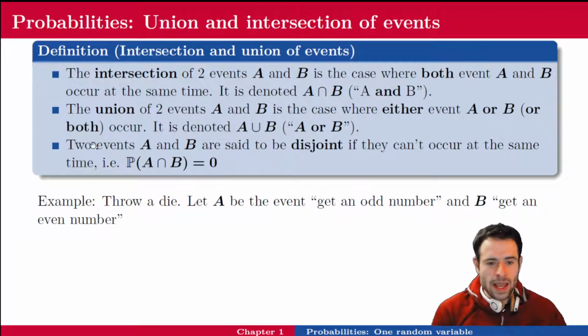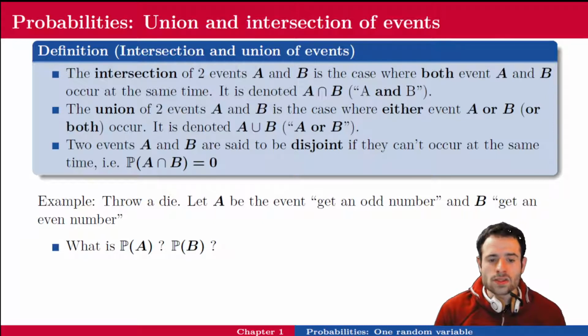Now, two events A and B are said to be disjoint if they cannot happen at the same time. So the probability that both A and B happen at the same time will then be 0. Imagine, for example, that we call the event A get an odd number when you throw a die, and B is the event corresponding to get an even number. What is the probability of A? What is the probability of B?